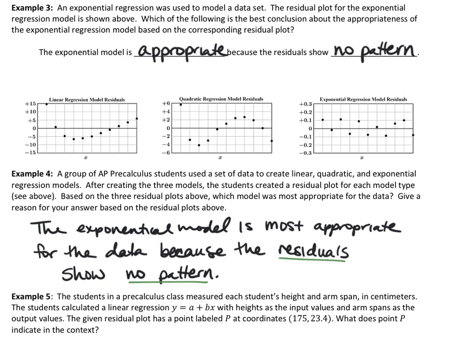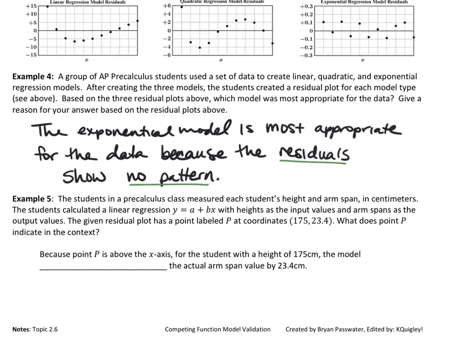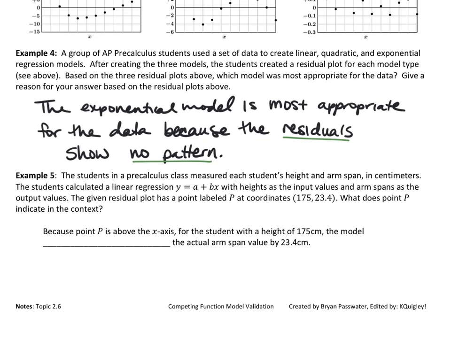Now this last question is going to ask us to think about a coordinate point on a residual plot. It says, students in a pre-cal class measured each other's heights and arm span in centimeters. The students calculated a linear regression with the heights as the input values and arm spans as the output values. So height is the input, arm span is the output. Given the residual plot has a point labeled P at the coordinates 175, 23.4, what does point P indicate in the context?